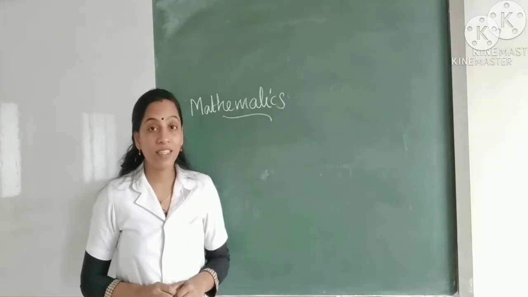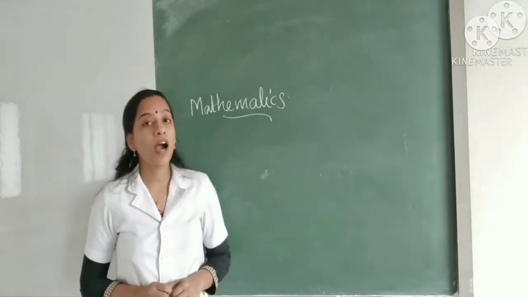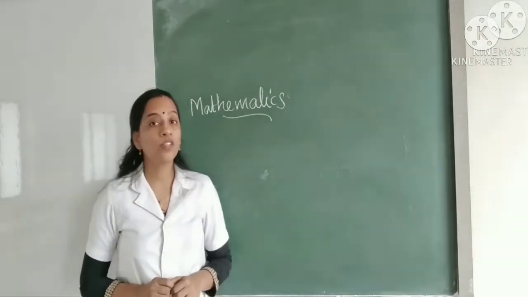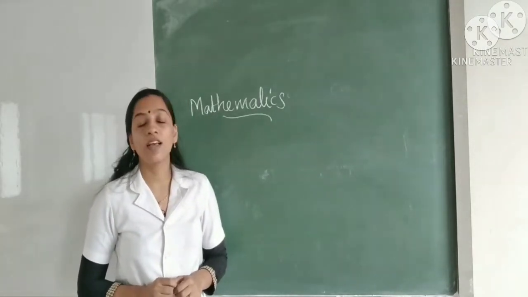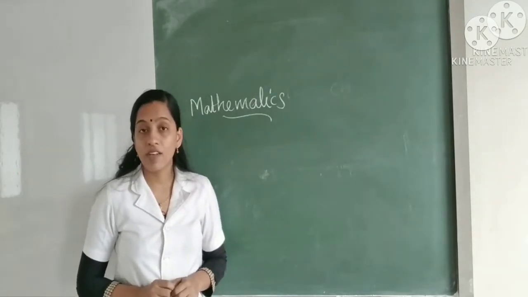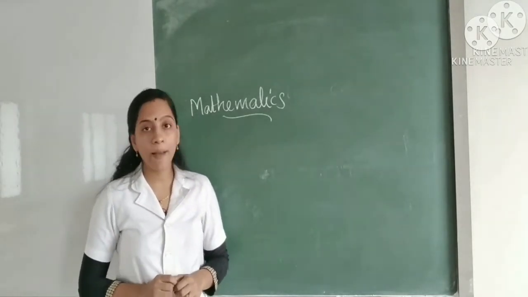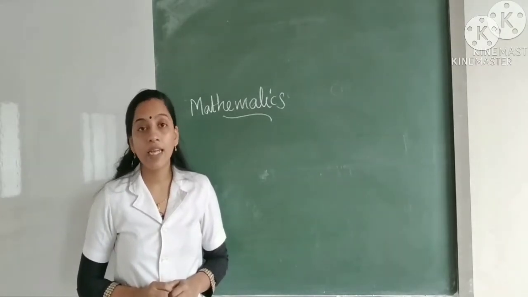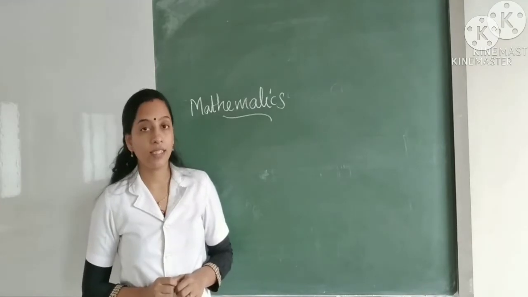Now, we learn the numbers from 1 to 100. We know how to count the numbers from 1 to 100, right children? Okay, what did we learn in the previous class? Yes. We have learned how to compare numbers. We learned 3 rules for comparing numbers. Do you remember that? Yes.